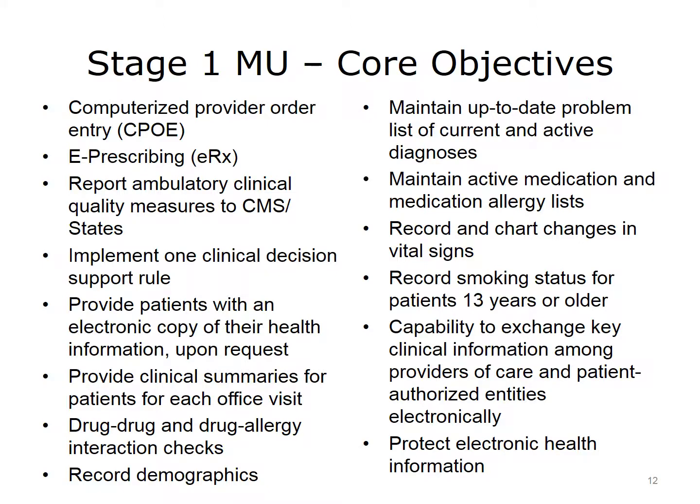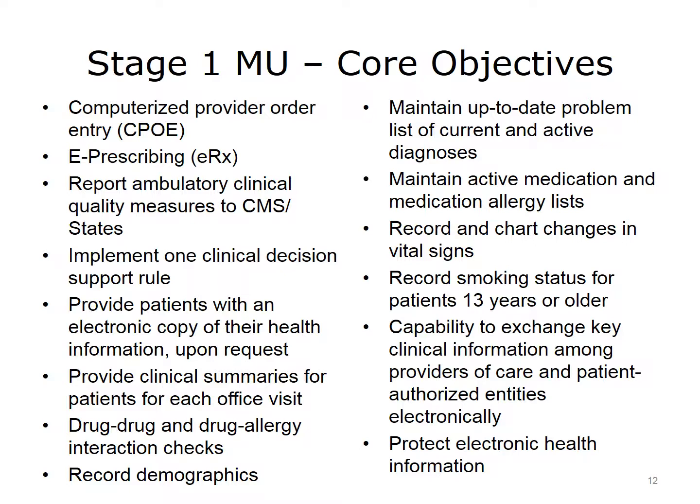This slide shows the original core objectives for Stage 1 of meaningful use. You can see the various objectives such as recording demographics, problem lists, medication lists, and allergy lists. Also required was providing clinical summaries. Another requirement was using, to a certain level, computerized provider order entry or CPOE, implementing clinical decision support, carrying out a security risk analysis, and reporting clinical quality measures.